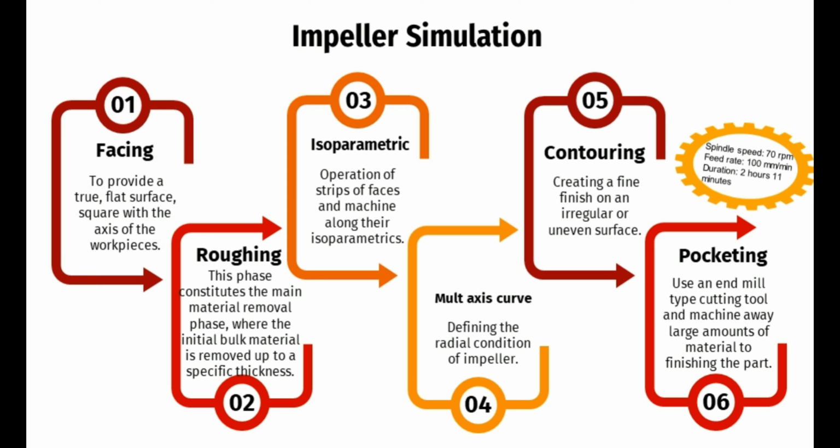The fifth step is the contouring machining. Contouring is to create a fine finish on an irregular or uneven surface. And last but not least, pocketing machining. This process uses an end mill type cutting tool and machines away a large amount of material to finish the part. The impeller can be done in an estimated time of 2 hours 11 minutes with 70 rpm spindle speed and 100mm per minute feed rate for the third stage of machining the washing machine impeller.